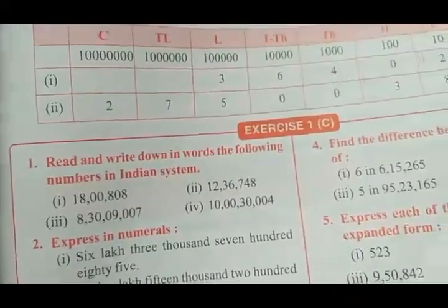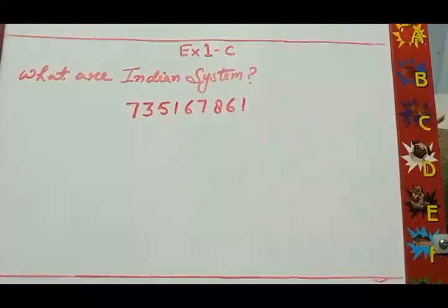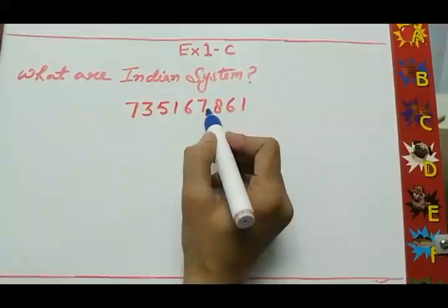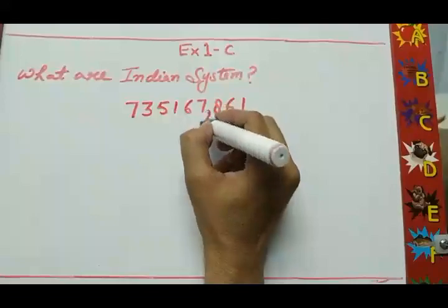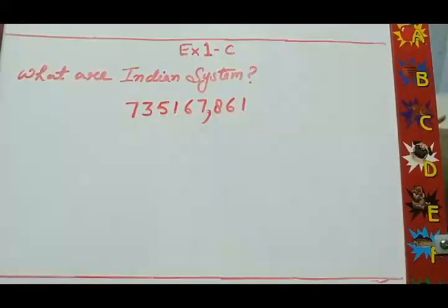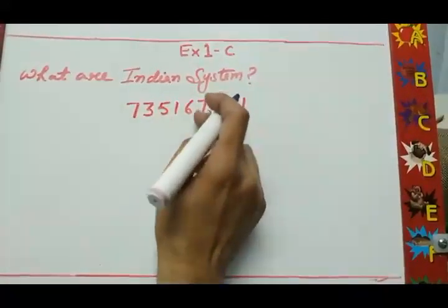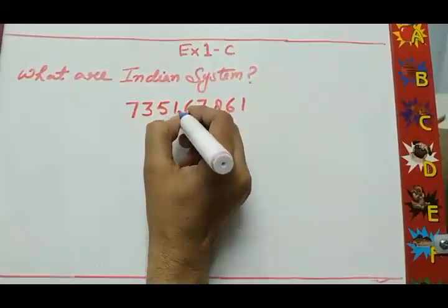Now what are Indian systems? Let us understand about the Indian system. Here you can see some digits are written: 7351678661. According to the Indian system, we will put the first comma after 3 digits from the right hand side. 1 2 3 means we will put the first comma over here. Now the second comma we will put after 5 digits from the right hand side. 1 2 3 4 5 means over here.